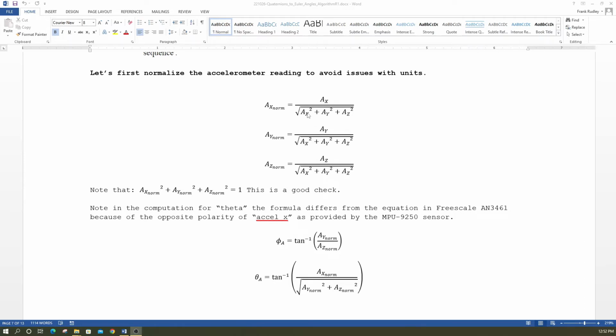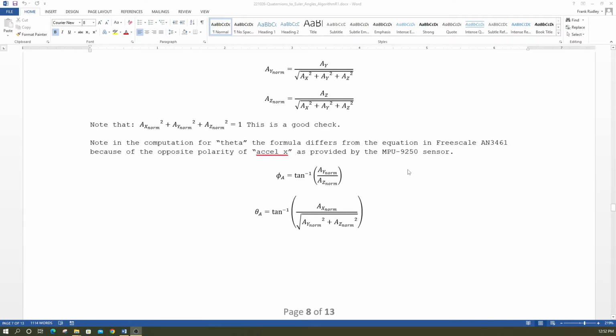I take the square root of the sum of the squares of the x, y, and z components, and take the x acceleration divided by the total vector magnitude, and the y component divided by the magnitude, and the z component. This is a good way just to handle it. And note that the sum of the squares will always be equal to 1, so that's a good check to do in the software.